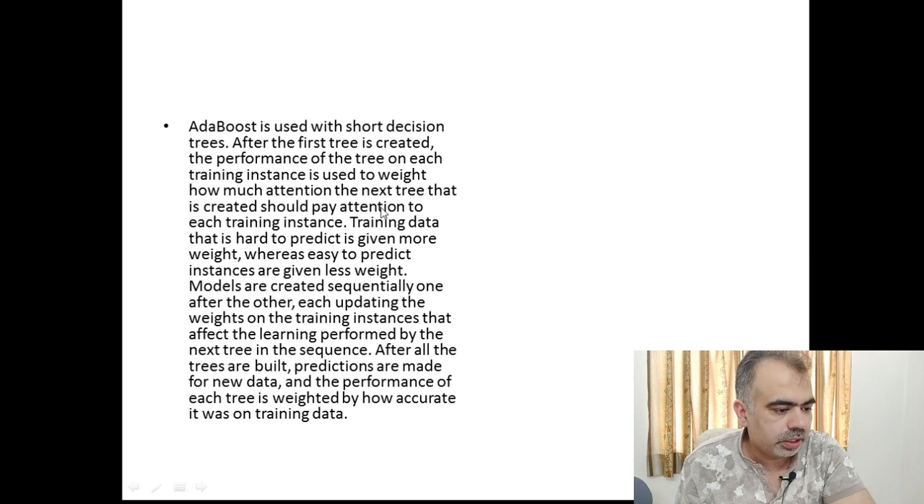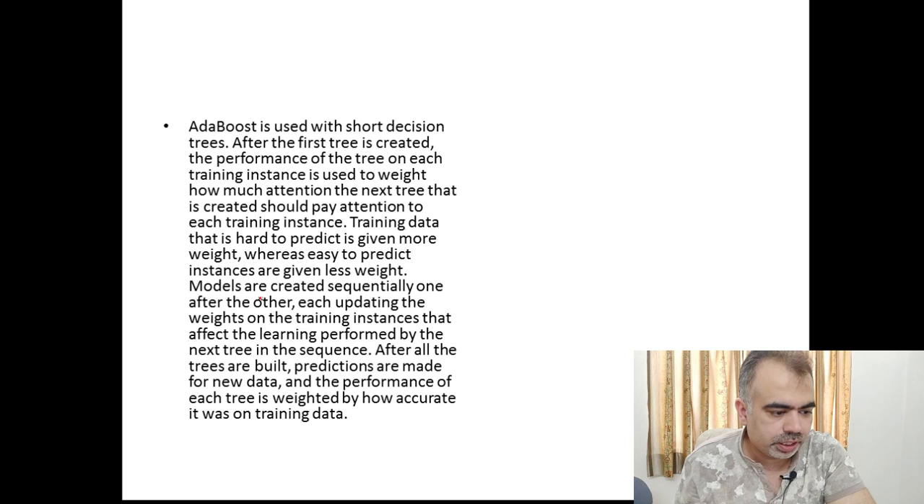After the first tree is created, the performance of the tree on each training instance is used to weight how much attention the next tree should pay to each training instance. Training means first of all you train on the data, and after that you can find out how much noise there is, or the conflict with the errors. So the next time we minimize the errors by calculating from the first instance.